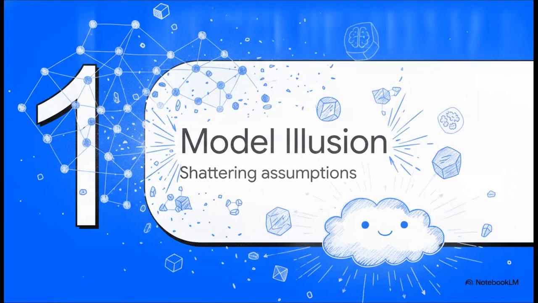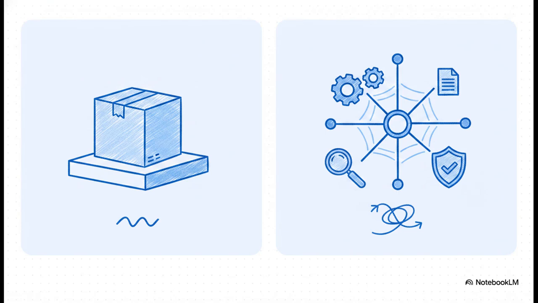Let's dive in. Part 1, the model is an illusion. We are going to shatter the traditional artifact assumption. The core illusion that consistently trips up veteran ML engineers when they first enter the space is a fundamental misunderstanding of what a model actually is.